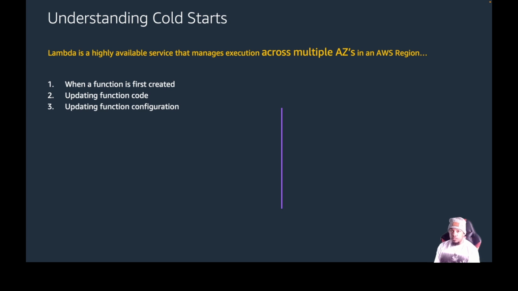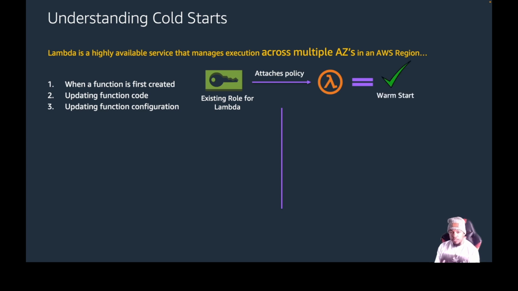Updating a function configuration. So let's say I have a Lambda function and it has an IAM role that's attached to it, but it doesn't have enough access. And I know this because my log said that I got an unauthorized exception. And so I go into the IAM console and I add a policy to that role that I'm using for Lambda. What happens there? This is a warm start. The reason is because the environment for Lambda has remained the same. The ARN that Lambda is relying on for its role definition has not changed. So all I have done is just added permissions to a role that is still the same from a Lambda standpoint.